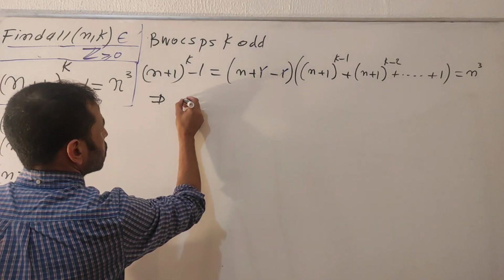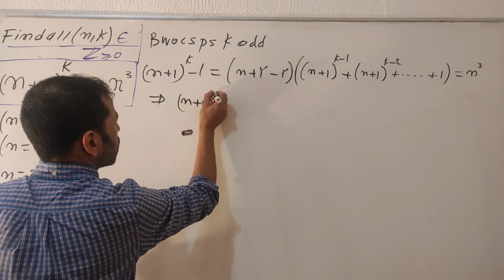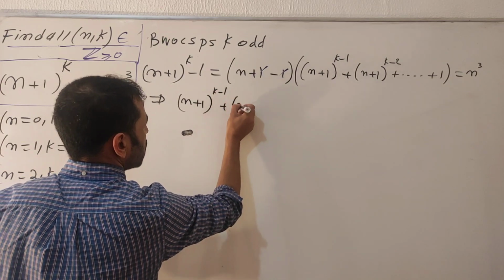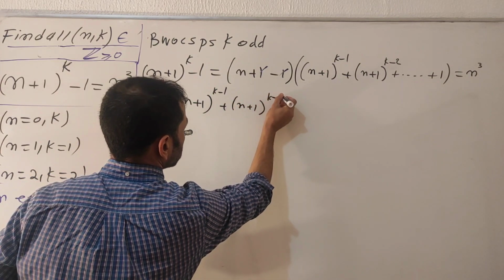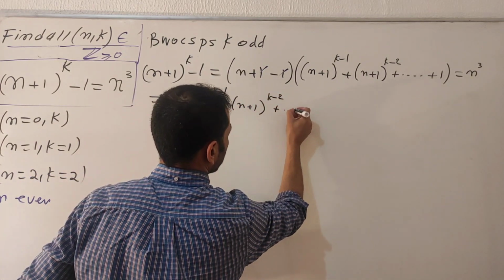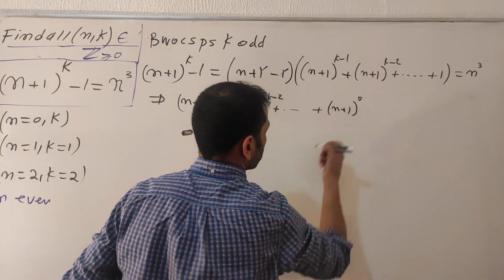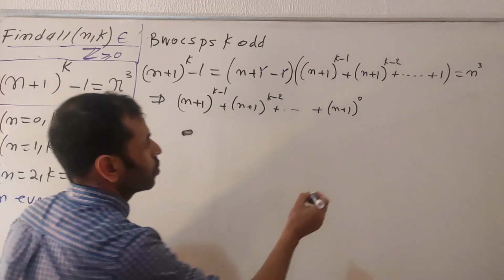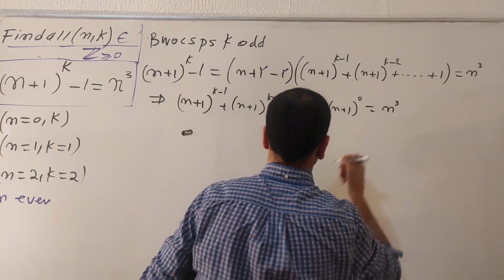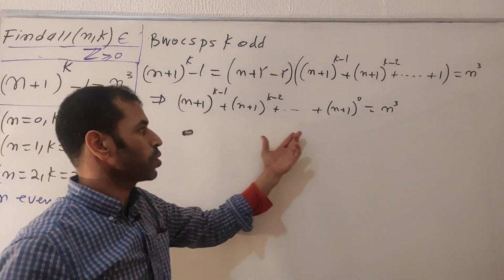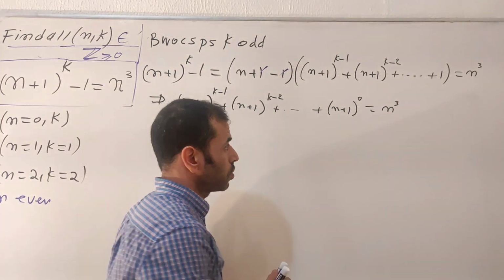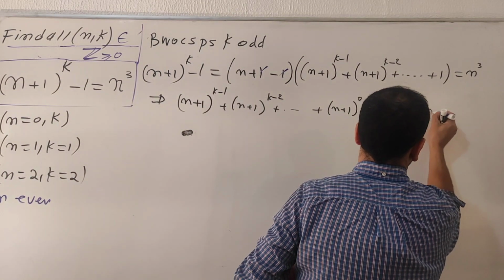So I get here (n+1)^(k-1) + (n+1)^(k-2) plus all the way down until you get (n+1)^0, which is 1, okay? Which equals n cubed. The next thing up, I'm going to reduce both sides of this equation mod n. So this one is congruent to 0 mod n.